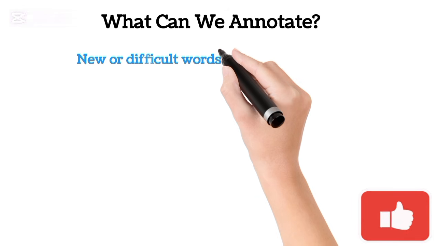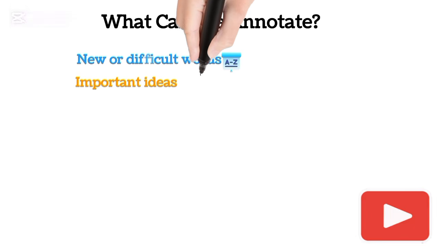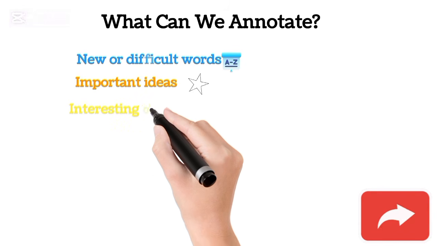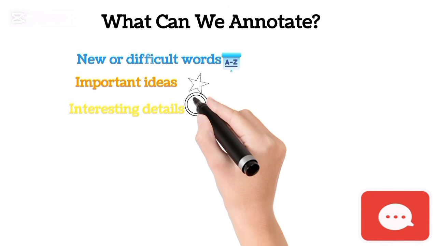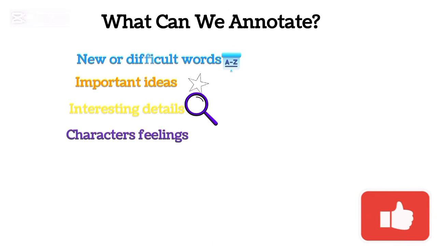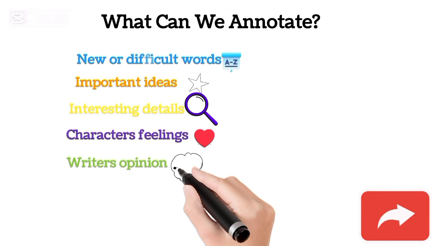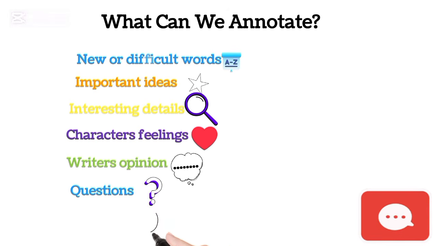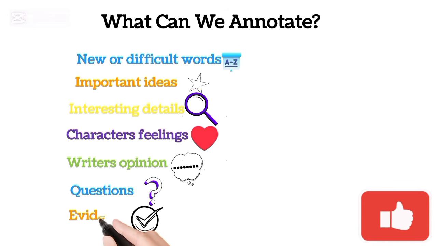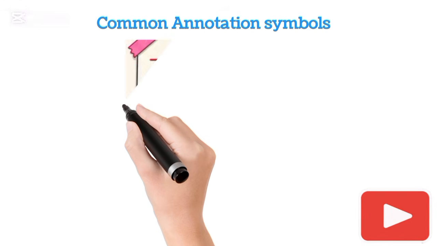What should we annotate? We do not need to mark every word. Instead, we look for things that help us to understand the text. We can annotate new words or difficult words, important ideas that we want to remember, interesting details about the book or the text, the characters' feelings that we would want to use or remember, questions, opinions, and evidence, especially for answering questions. So there are different ways to annotate.